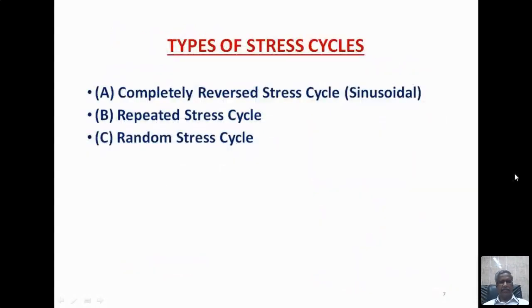Right. Whatever I showed earlier, here is a typical stress cycle. But in fatigue, we have three different stress cycles generally deployed for evaluating the fatigue behavior. One is the completely reversed stress cycle, in the sinusoidal form we have seen earlier. Another is a repeated stress cycle, and the third is a random stress cycle. So these are the three types of stress cycles. We'll see them one by one.